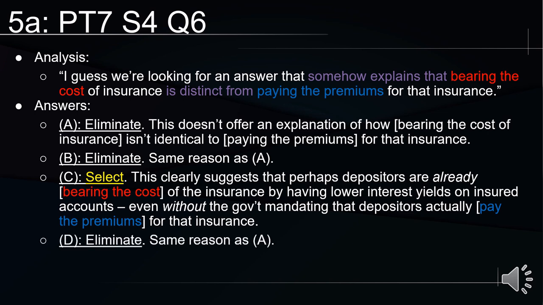D, we're going to eliminate for the same reasons as A and B. The government limits the insurance protection it provides by insuring accounts up to a certain legal limit. Okay, so it's not an infinite insurance, but how does that address the potential difference between what it means to bear the cost and what it means to directly pay the premiums? This doesn't touch that whatsoever. And E, again, more of the same. The government does not allow banks to offer some kinds of accounts in which deposits are not insured. Okay, so this insurance exists on every single account. But does that answer the question of how the red idea might not be the same as the blue idea? No, it does not.